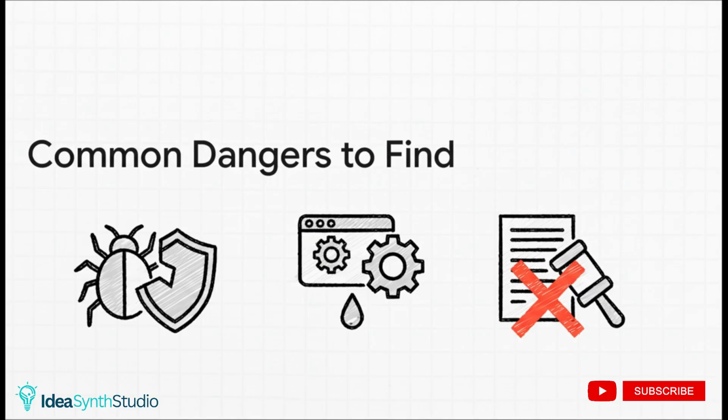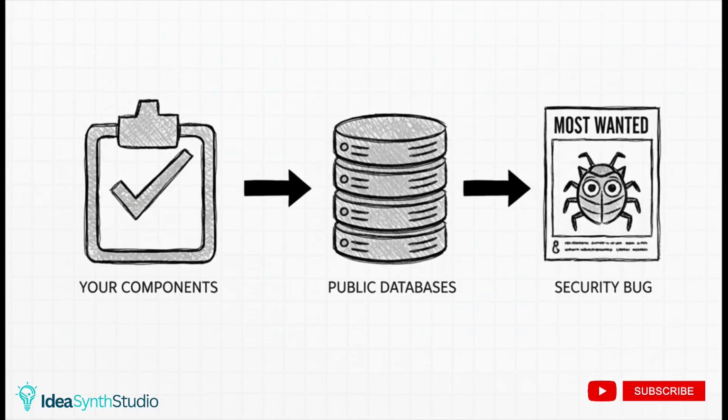with regulators. Now, one of the most powerful things you can do is check your inventory of parts against public lists of known security bugs, like the National Vulnerability Database. Think of these lists as the FBI's most wanted for software flaws. If a component you're using shows up on that list, you've got a problem you need to fix, like yesterday.